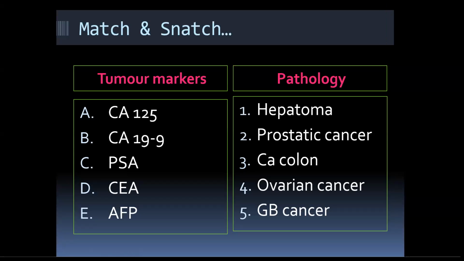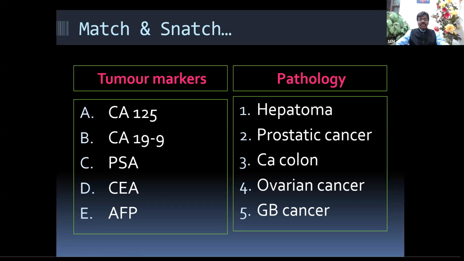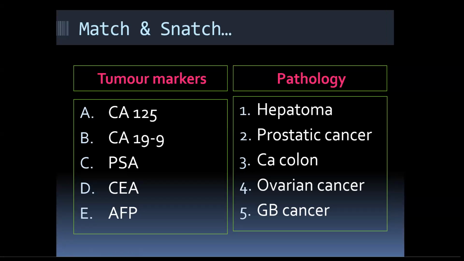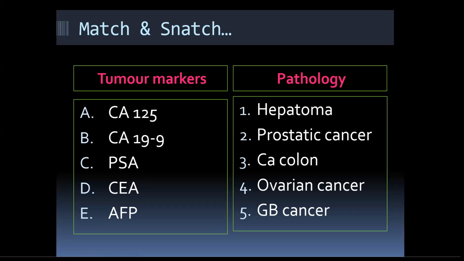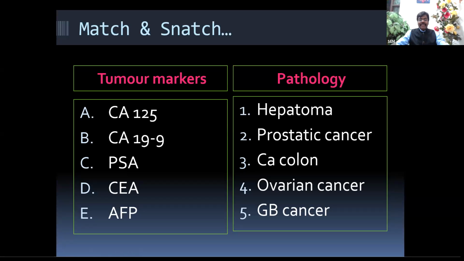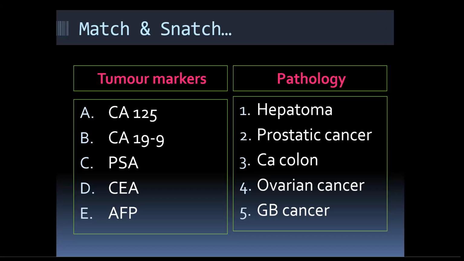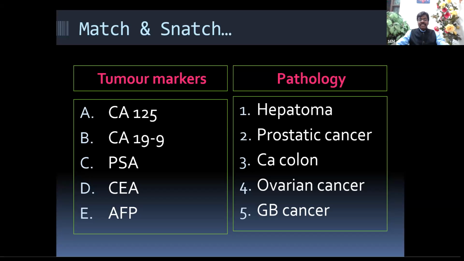CA125 in case of ovarian cancer. Good. PSA in case of prostatic cancer. Well done. CEA in case of colon cancer. Very well done. You are nearing there. Alpha fetoprotein in case of hepatoma and CA19-9 in case of gallbladder cancer, sir. See, very easy. So this is the way.